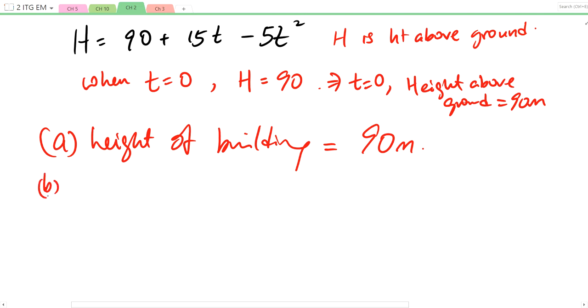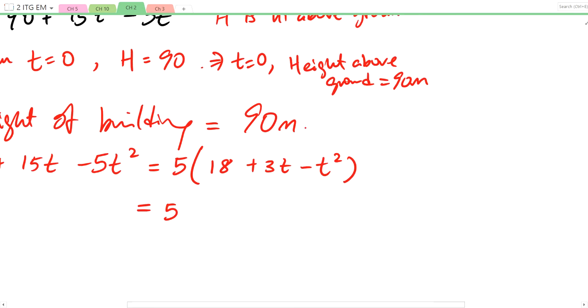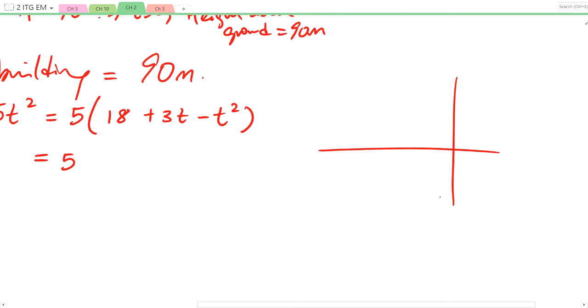Factorize 90 plus 15t minus 5t squared. What is the common factor over here? No, not t. 5. Okay, we can factorize 5 out. We are left with 18, am I right? Plus 3t minus t squared. Okay, so we factorize this. I require negative t squared. I require 18 and 3t. So here I have no choice, it must be a negative t and a t. And on the other side, 6 and 3.